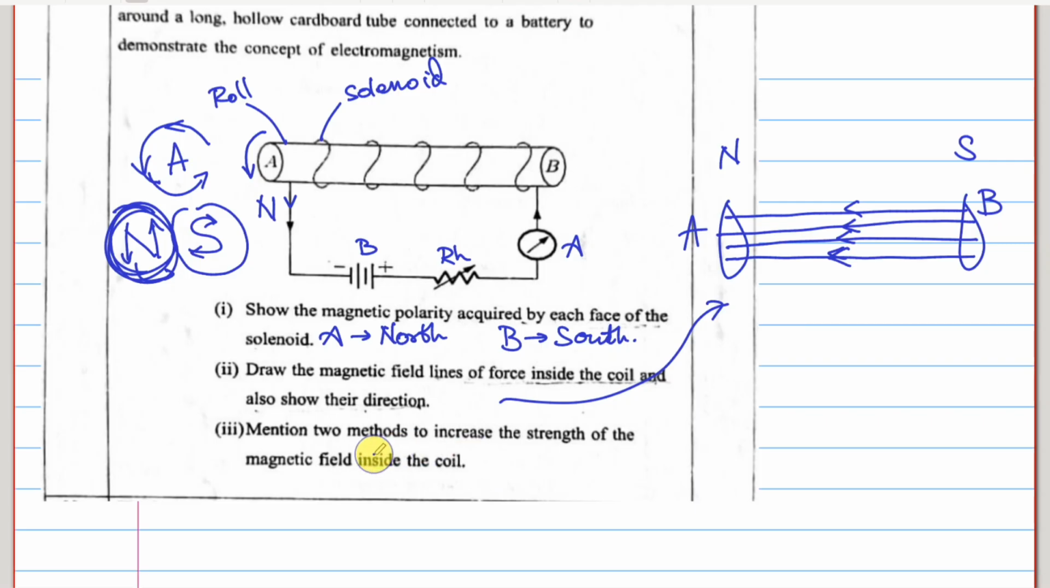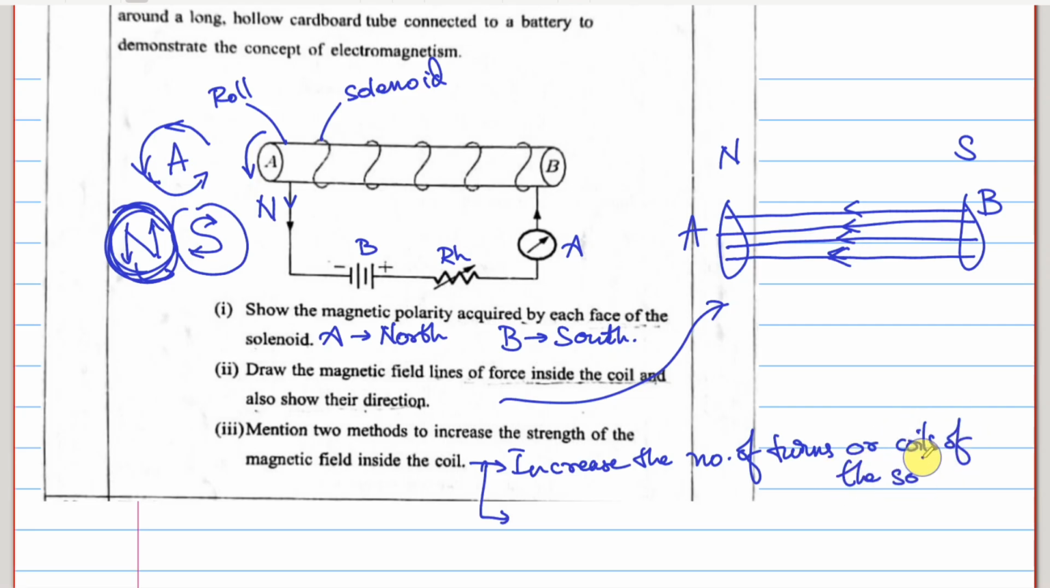Third sub question, mention two methods to increase the strength of magnetic field inside this coil. So to increase magnetic field of the electromagnet, there are two things which we can do. We can increase the number of turns or coils of the solenoid. Turns, loops, coils, you can use any word.